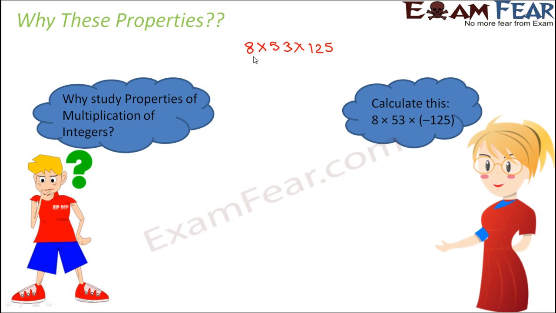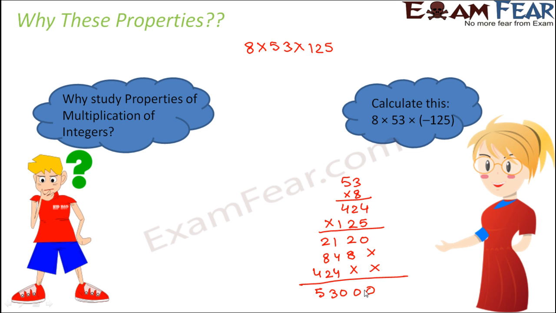Now very easily you can't say what would be 8 into 53. So first you would multiply 8 with 53, so let's say you get 424, and then you multiply this with 125, and then again you get something like this. So don't you think that this was a time consuming and tedious process? Yes, it was, right? So in this fashion you could actually find out the value of this product.